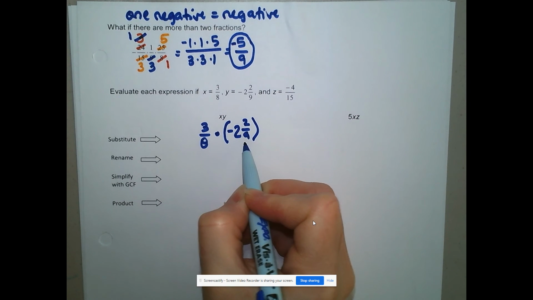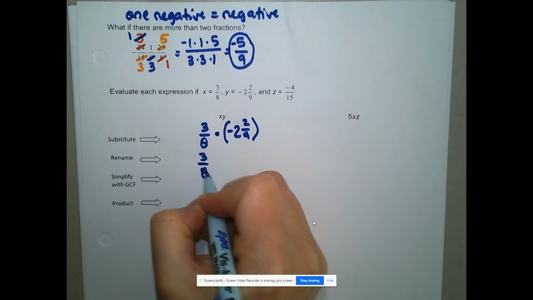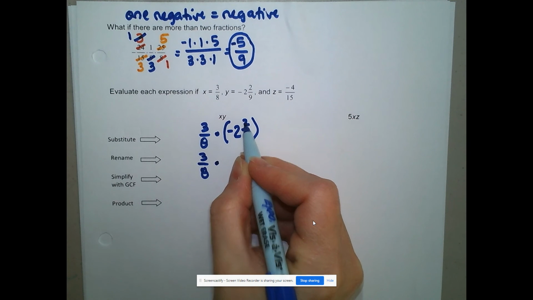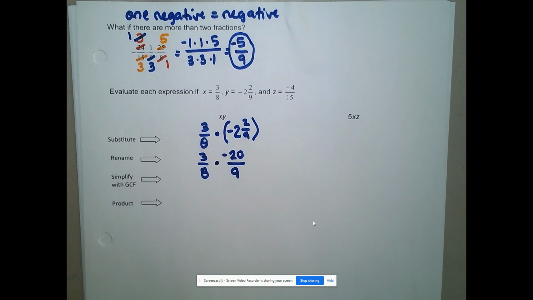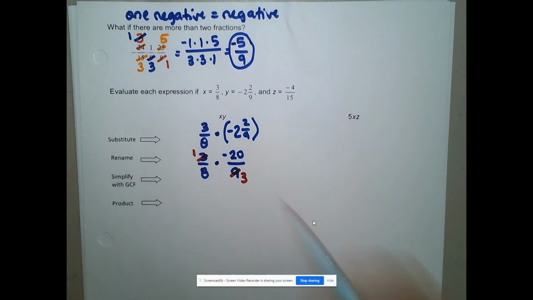And I remember from the front that mixed numbers are not going to work. So I'm going to rename this: 3/8 times 9 times 2 is 18, plus the extra 2 in the numerator is going to be -20/9. So I've got a fraction times a fraction. And I noticed 3 and 9 both are divisible by 3. So 3 divided by 3 is 1. 9 divided by 3 is 3.